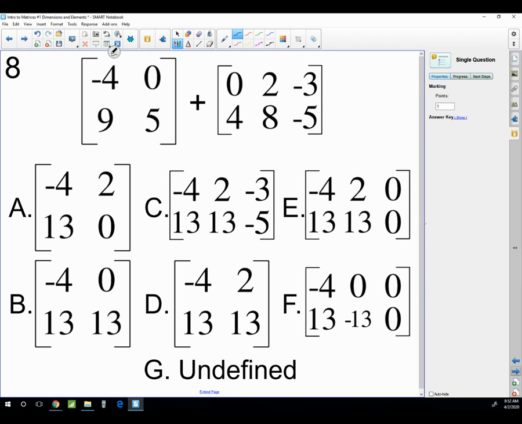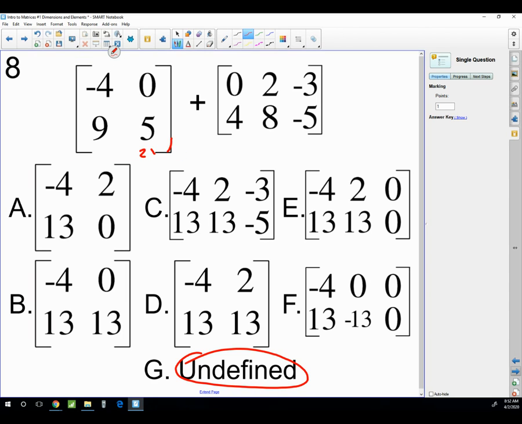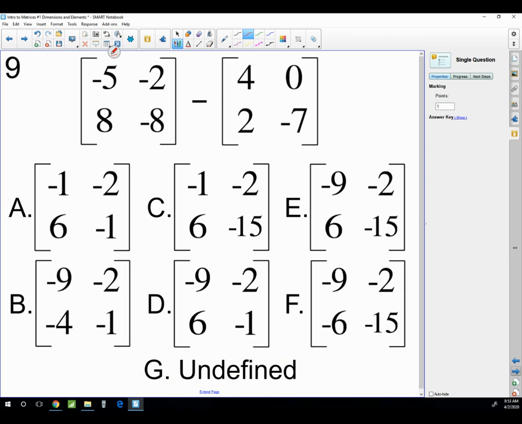All right, see if you can answer that. This one is undefined. This one is 2 by 2. This one is 2 by 3. And they're not the same dimensions. You can't add them. So undefined is an option.